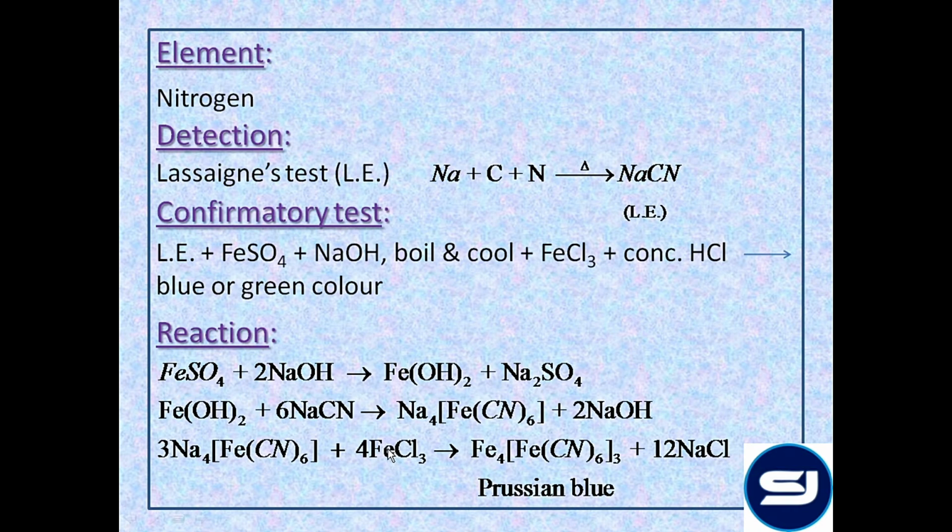+3 oxidation state, and this produces a complex of iron in +2 as well as +3 oxidation state. The Fe which is outside the complex is in +3, and the Fe inside the complex is in +2 oxidation state. Hence this particular compound is called ferroferricyanide.